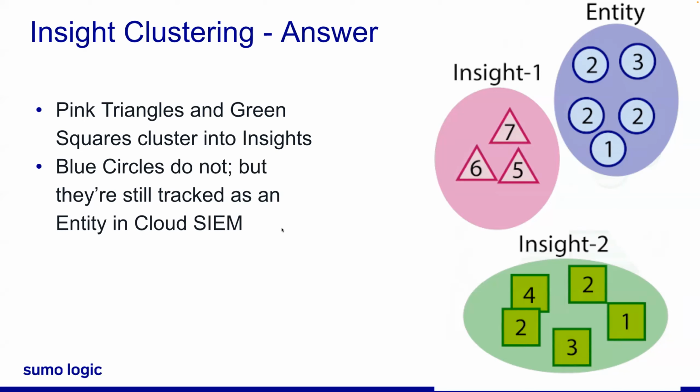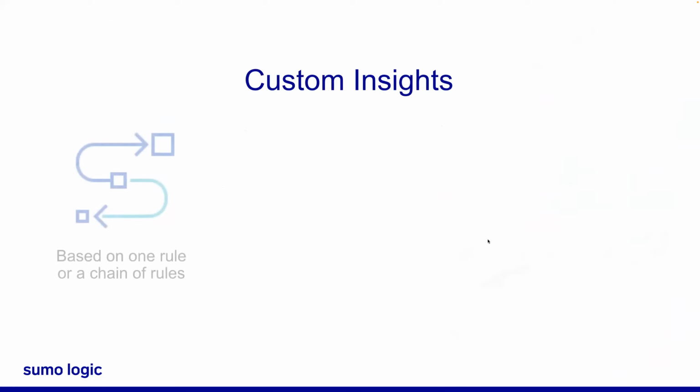All right, 2 more slides. And first one is around custom insight. So what if you want to be alerted right away when a certain rule is triggered, or you don't want to use the default activity score of 12? That's where a custom insight is going to be helpful.